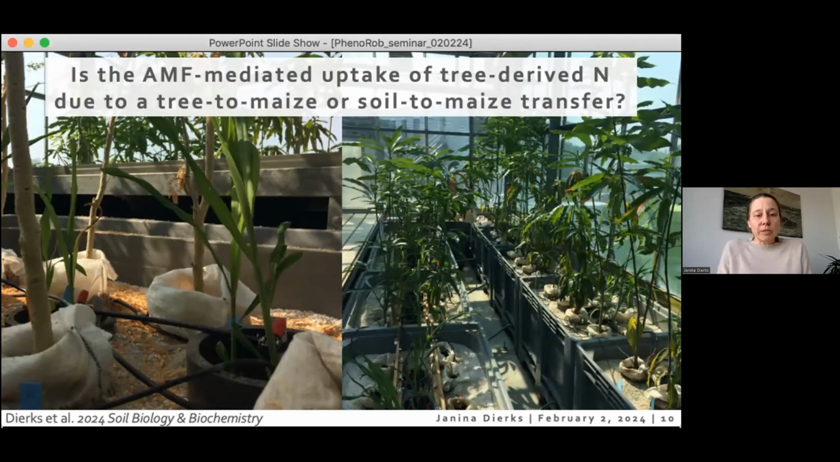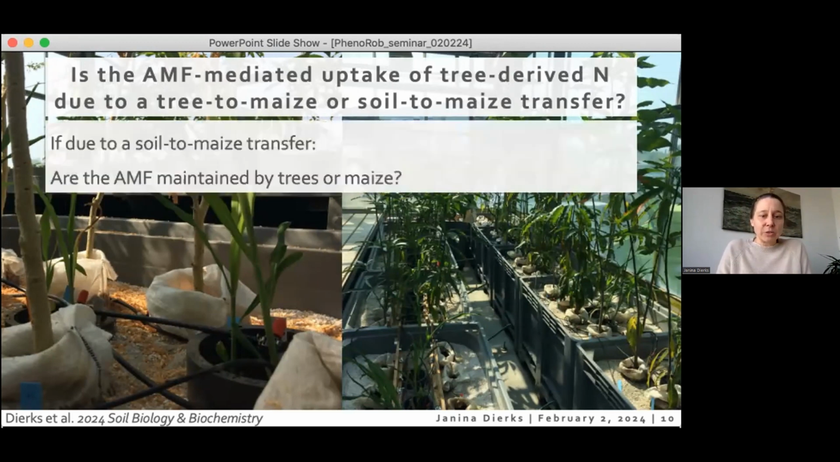But what these findings didn't tell us was whether the uptake was mediated through a direct tree to maize nutrient transfer or tree to soil to maize, or in short, soil to maize transfer. And if it's the latter, if it's a soil to maize transfer, is it tree-maintained or maize-associated mycelia that take up the tree-derived nitrogen from the soil and transfer it to maize?